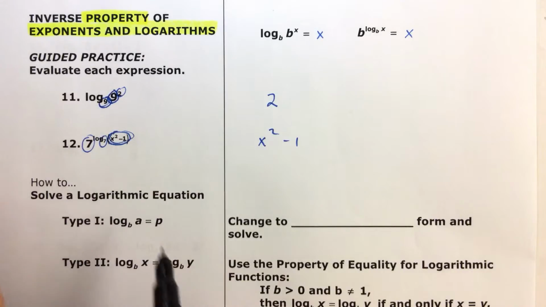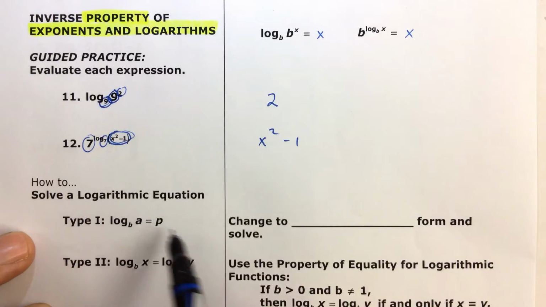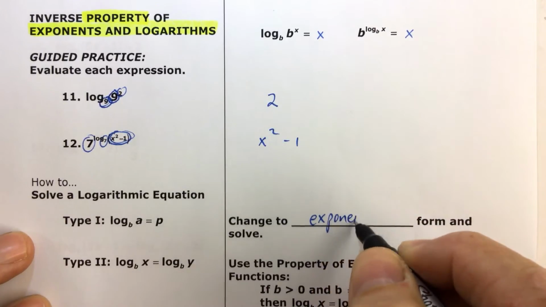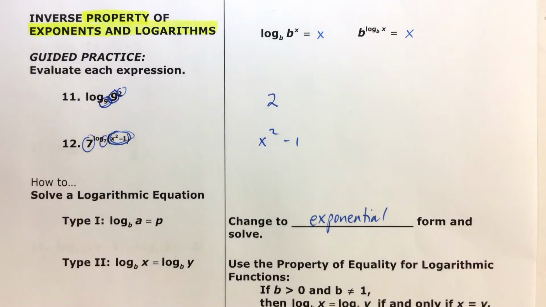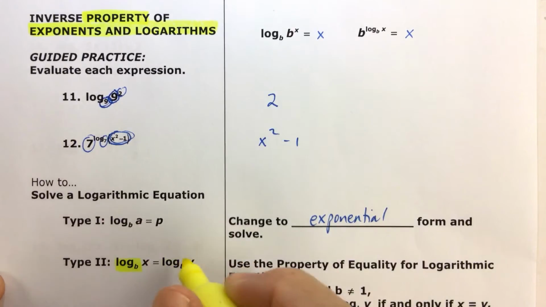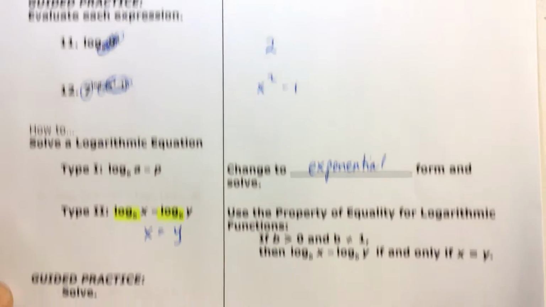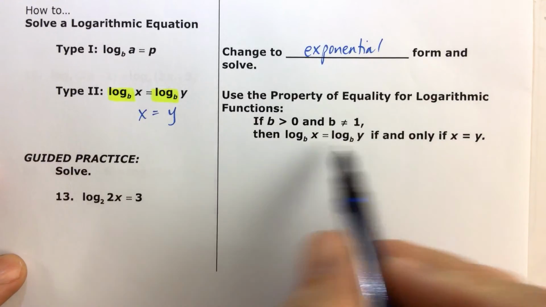And then solving a logarithmic equation, remember, if you have the log base b of a equals p, change to exponential form and solve. Then you use the property of equality for logarithmic functions. This is an important one. When you see that the bases are the same, that means the arguments also have to be the same. X has to be equal to y.